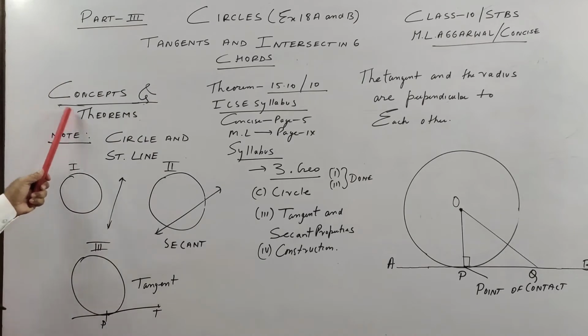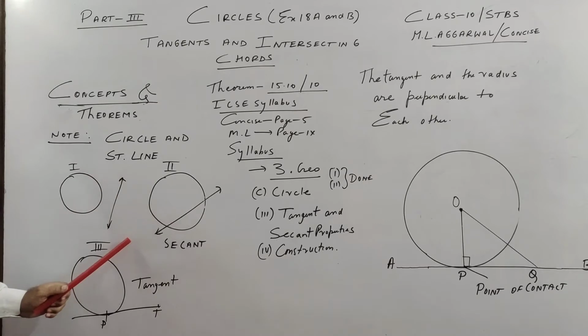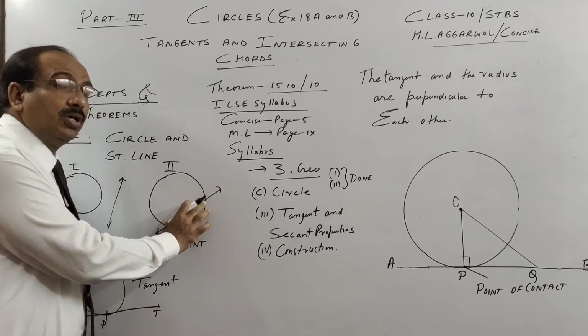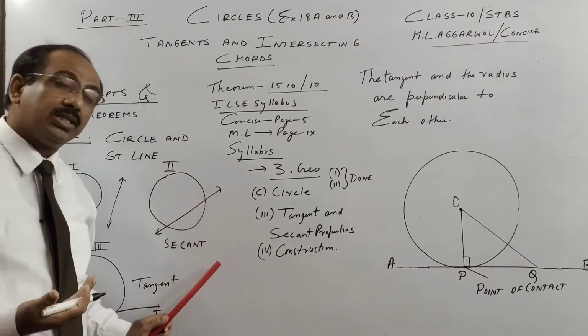Okay, so here we start concepts and theorems. See here, note, suppose you have got a circle, children, and a straight line. There are 3 situations that arise. First, there is nothing in common between the circle and the straight line. Second, it passes through and through. Remember, the inside part I have taught you is called a chord. But when the line goes through and through, going out of the circle also, it's called a secant.